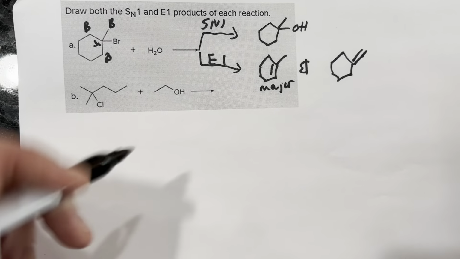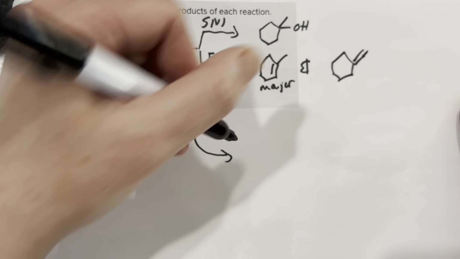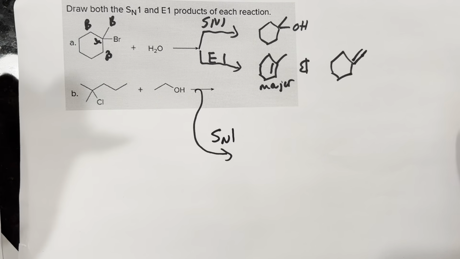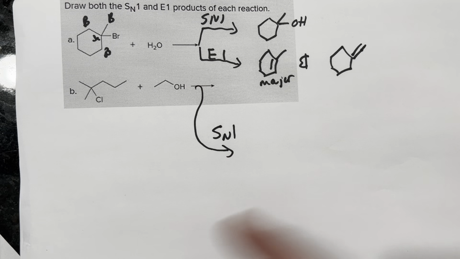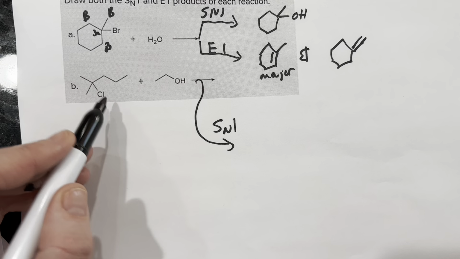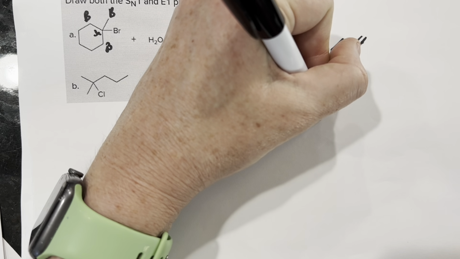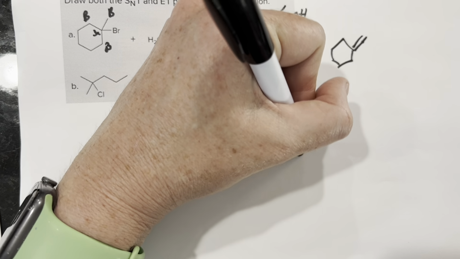All right, for this one, I'm going to draw the arrow down here. Let's go ahead and do SN1. SN1, remember, it's going to attack, it's going to attach, it's going to be a substitution reaction. So pretty much we just need to draw this whole thing. Plus an OH.